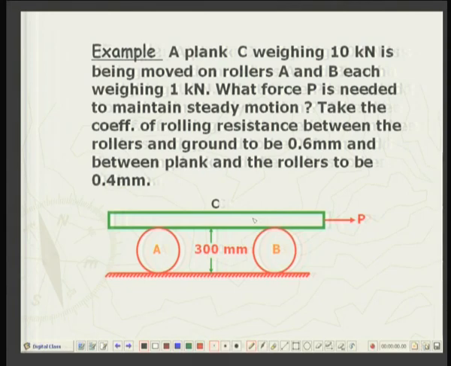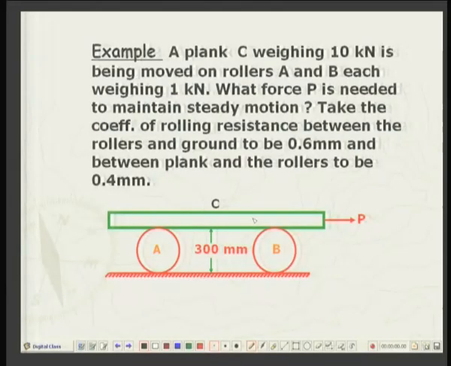Now to fix our ideas about rolling resistance, let us consider an example. Here is a heavy plank weighing 10 kilonewtons, which is resting on two rollers or two heavy wheels A and B, and the distance from the ground is 300 millimeters, that is 0.3 meters, which is also the diameter of A and B, and each of the wheels is weighing 1 kilonewton, right. What force P is needed to maintain a steady motion to the right?